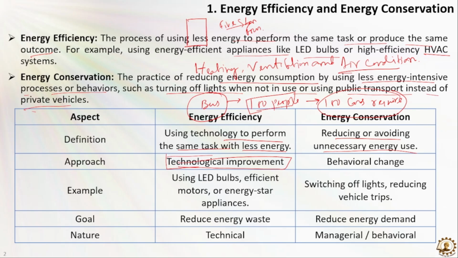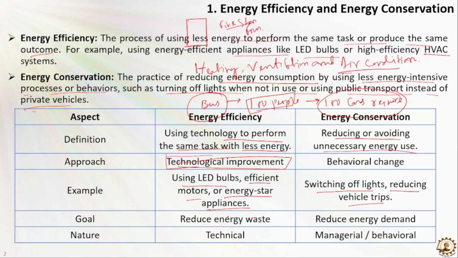And in energy conservation, the approach is basically behavioral, that is from the mindset of an individual. Examples of energy efficient appliances or technologies are using LED bulbs, efficient motors, or Energy Star appliances. And energy conservation is basically switching off lights, reducing vehicle trips, etc.